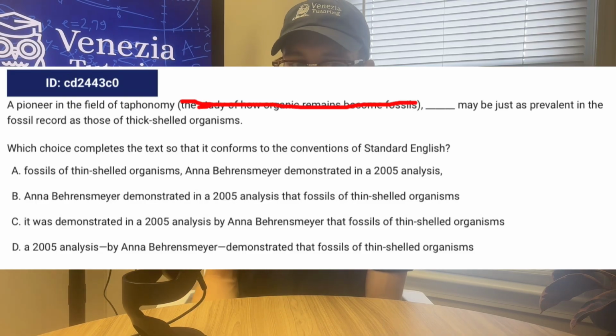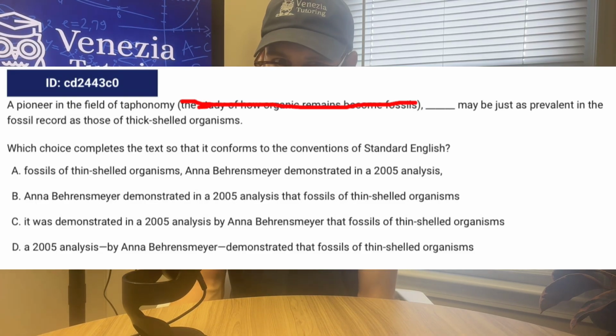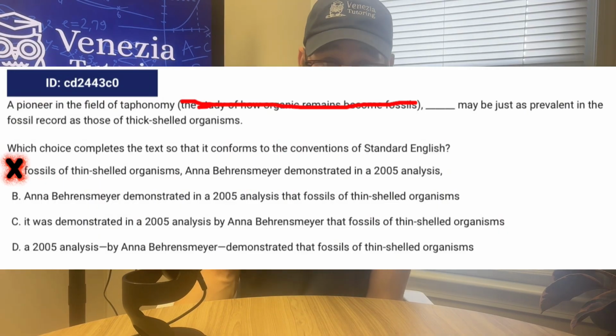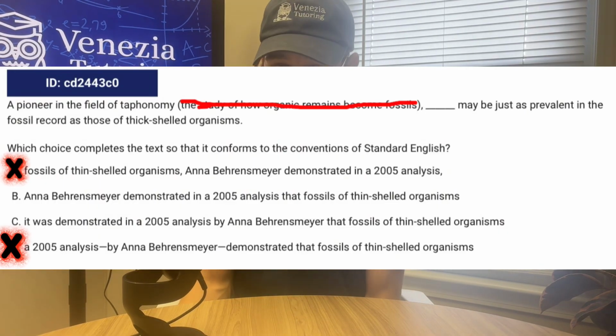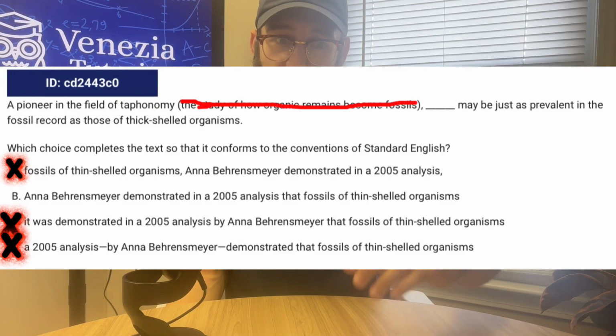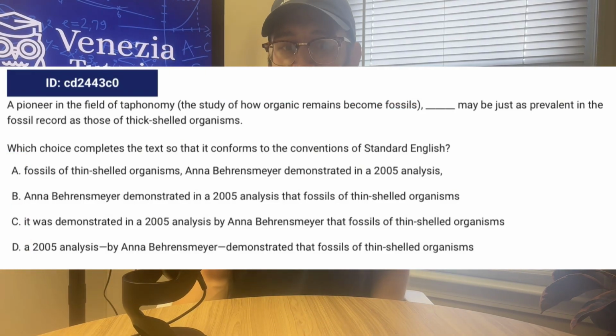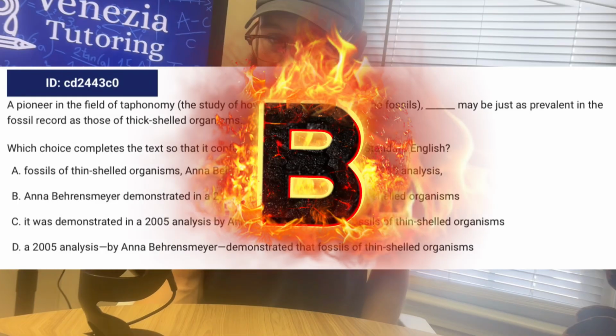So who is the pioneer? Is it the fossils? No. An analysis? No. It? Definitely not. Only Anna Berensmeyer is the pioneer. So in this case, the correct answer is going to be B. If the modifier describes a person, make sure the name of that person comes immediately after the comma.